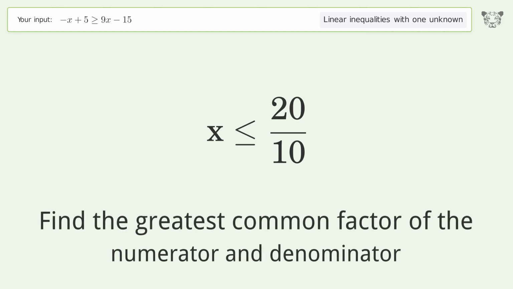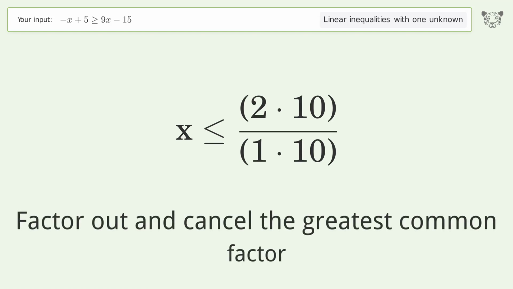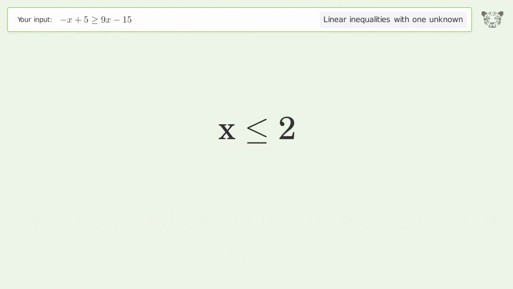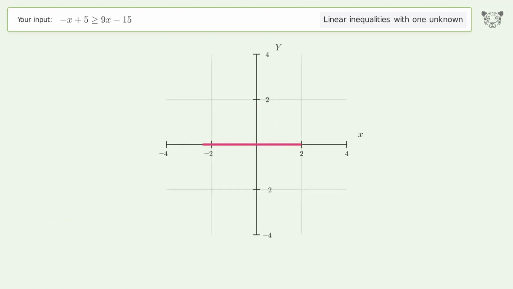Find the greatest common factor of the numerator and denominator. Factor out and cancel the greatest common factor. Plot the solution on a coordinate grid. And so the final result is x equal or smaller than 2.